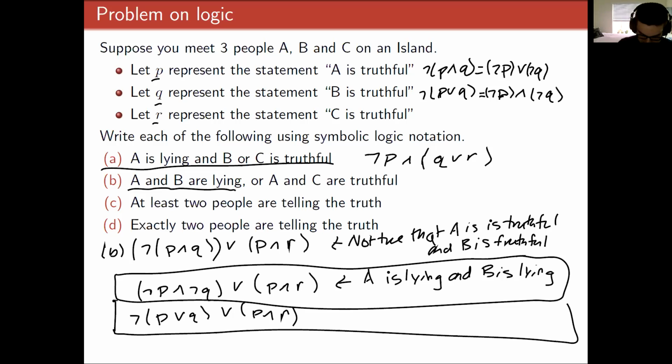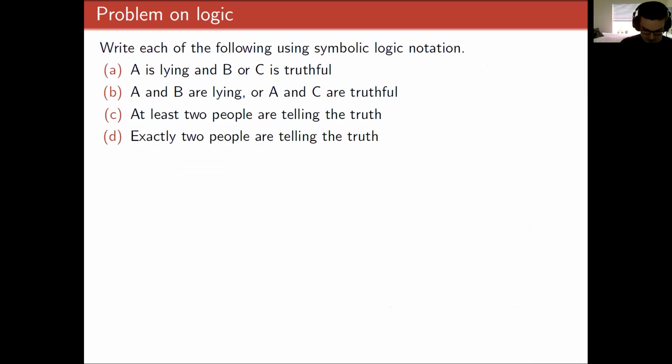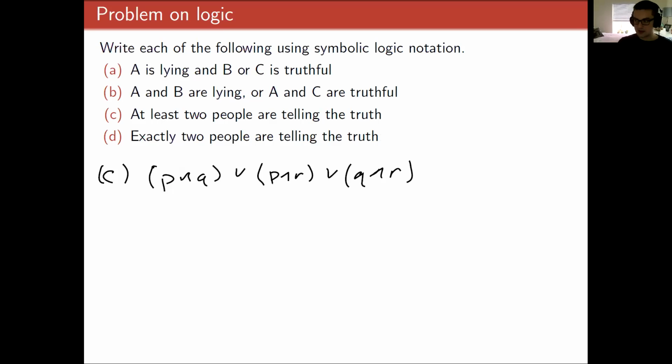Okay, awesome. We'll just hurry through the last few. So for C, I'll just go through one possible answer. For C, we could do P and Q, or P and R, or Q and R. So basically just saying that if at least two people are telling the truth, then either A and B are, or A and C are, or B and C are. That's the way that this statement works.